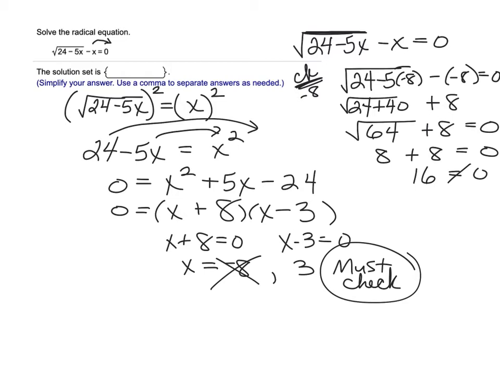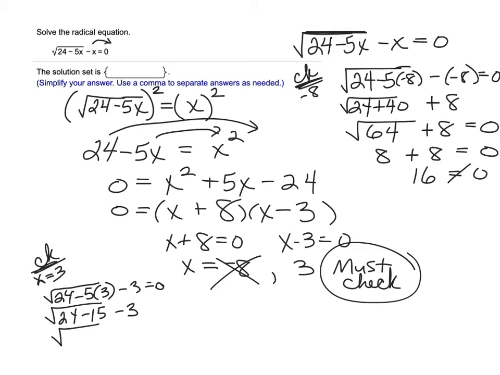Okay, chances are great 3 is going to work, but let's check just to make sure. We're going to check x equals 3. Let's plug it into the original problem. So that'd be minus 3 equals 0. Let's see. Square root of 24 minus 15. What's that? 9? I think it's going to work. Square root of 9 is 3. 3 minus 3 equals 0. So that works. So we only have one answer that is the correct solution.